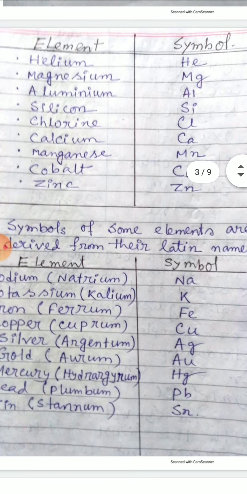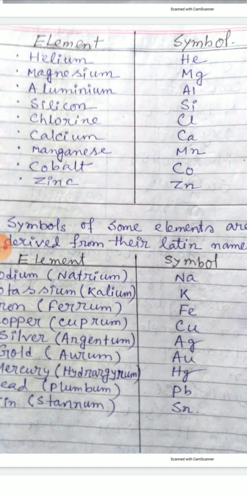Some examples: helium starts with H. Hydrogen also starts with H, but hydrogen is represented by only H. So how will helium be represented? Helium is represented by two letters, H and e. Magnesium Mg, aluminium Al, silicon Si, chlorine Cl, calcium Ca, manganese Mn, cobalt Co, zinc Zn.